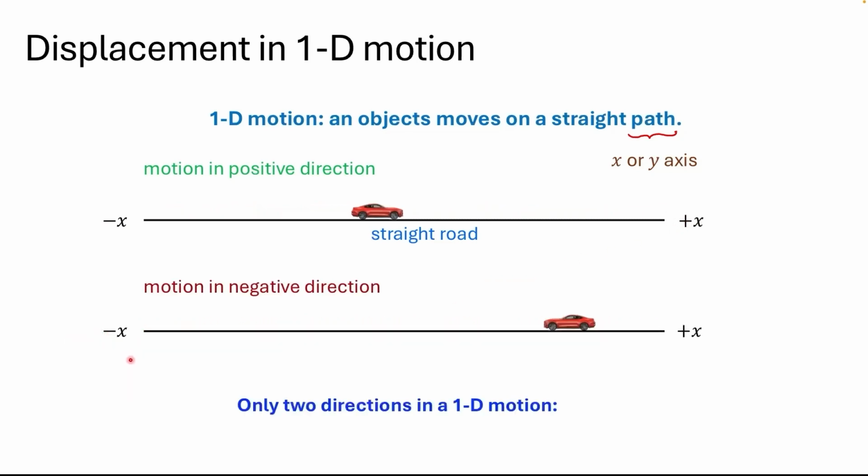So, in a one-dimensional motion there are only two directions. A positive direction and the negative direction. The positive direction can be north, south, east or west, or anything else. If you take the north as positive, then the south will be the negative direction, and so on.